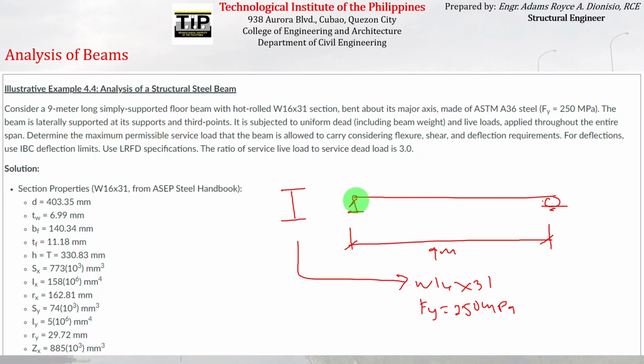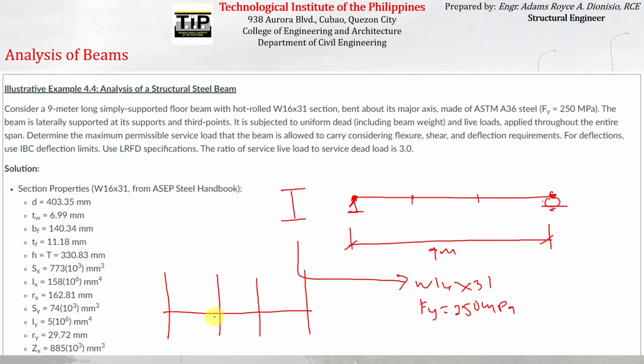The beam is laterally supported at its supports and third points. So you have a lateral support here and here and at every third point. The meaning of every third point is you just divide the whole span into three equal segments, and then you can see that the beam is laterally supported on this section and on this section. If you look at the beam in the top view, it will look something like this. It has lateral bracing here at its ends as well as here.